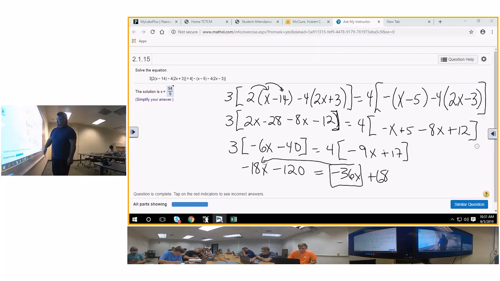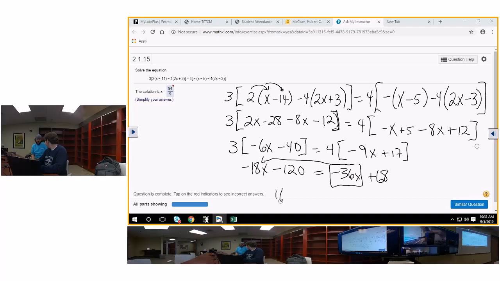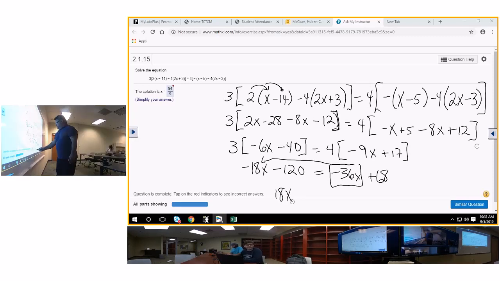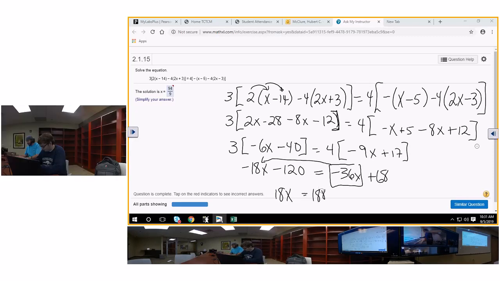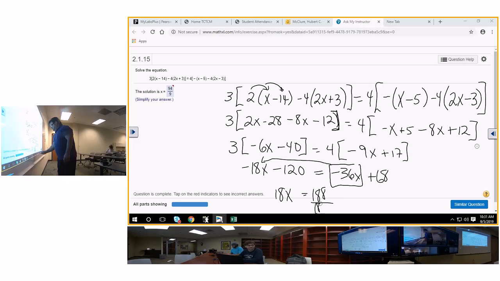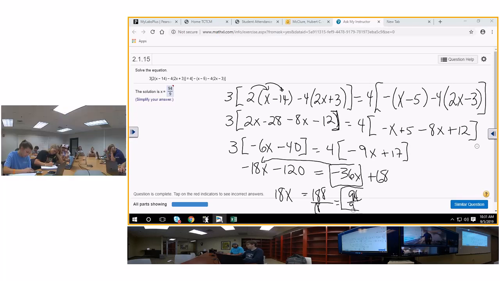What's 18 plus 36? Negative 18. 18 plus 36. Positive 18. You missed it. Okay. That's impressive. And 188. And divide, you can reduce that down. 94 over 9. Well, 188 is what? 94 over 9? Y'all check me. Oh, there it is. 94 over 9.